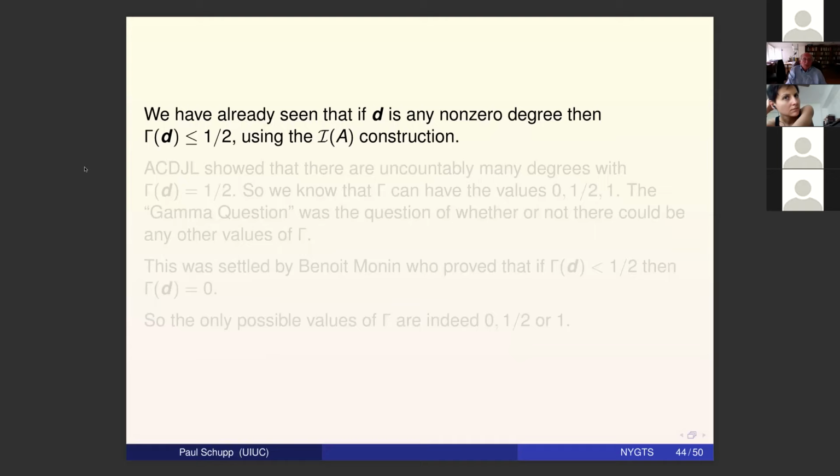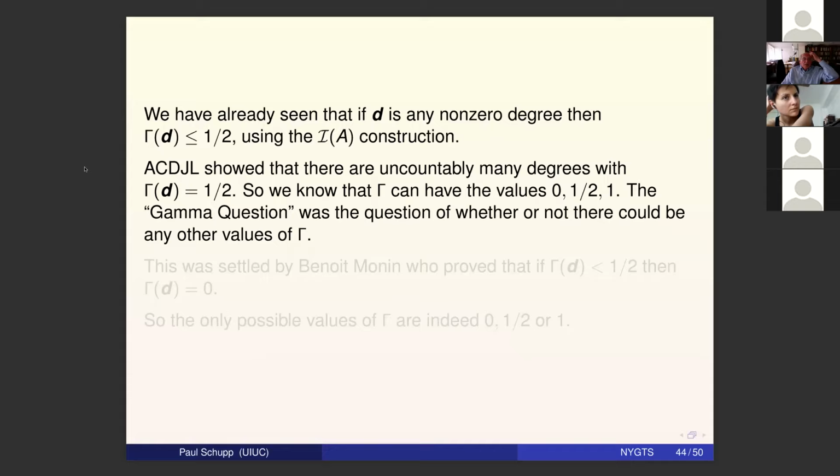Now, Andrew Sky, Diamond Stone, and Jack Shalin showed there are uncountably many degrees with gamma sub D equals a half. This is not obvious at all. So we know that gamma, this is just plain gamma with respect to computability, can have values 0, 1, or a half. The gamma question was the question of whether or not there could be any other values of gamma.